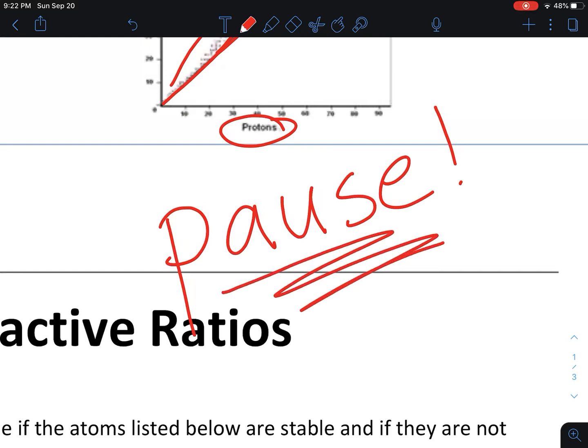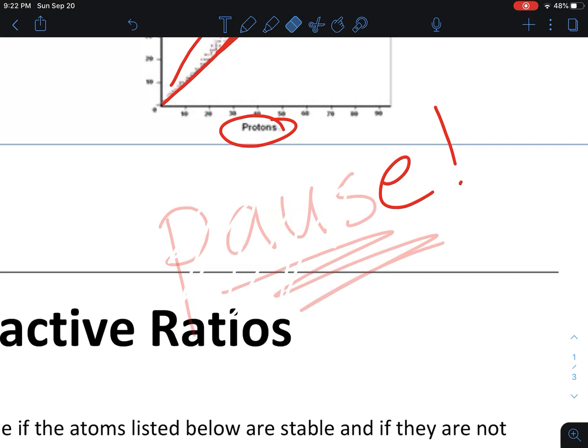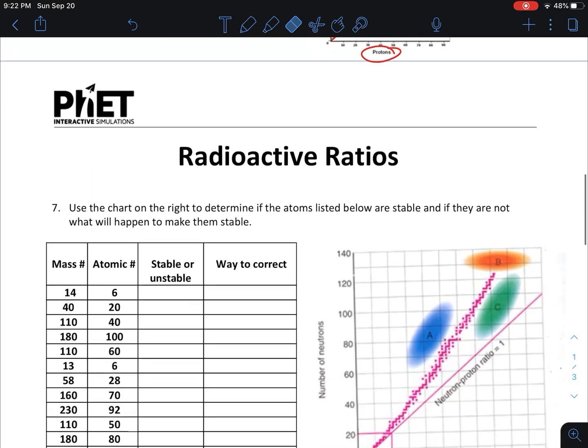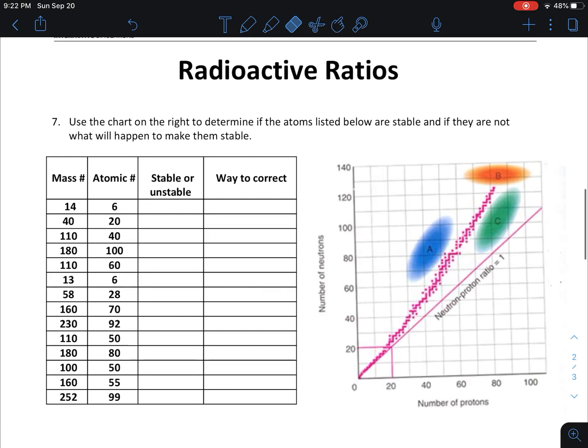Excellent. So I'm assuming you've figured out those 6 questions, come on back and we'll take a look at this second part, number 7. It says use the chart to the right to determine if the atoms listed below are stable or not stable. And if they are not stable, what will happen to make them stable? So there's 3 ways in which an atom is not stable. So you may have noticed the y equals x line, the 1-to-1 proton to neutron ratio.